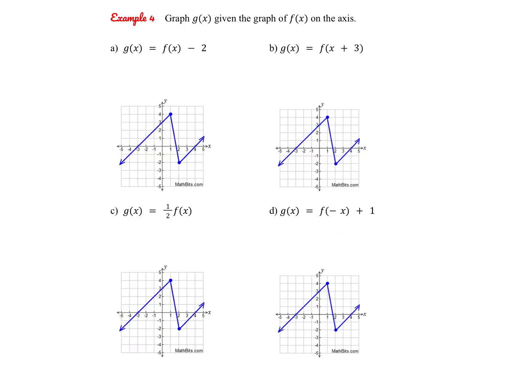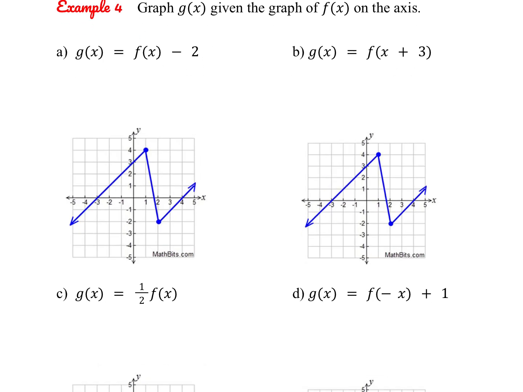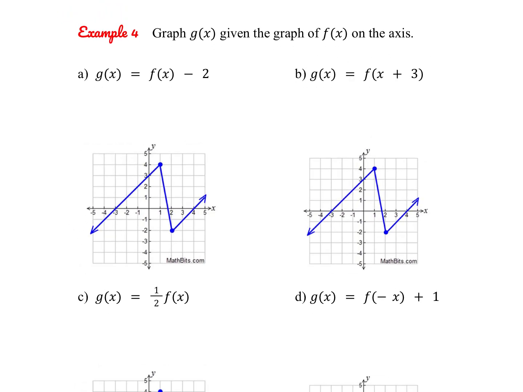Okay, now that we know how to transform specific points, we can now transform a graph. And really what I'm going to do is take specific points from our graph, like nice clear points, and apply those same rules. So here's f of x, and I want to do a new function, which is f of x minus 2. So this is a vertical translation down 2. So we would subtract 2 from the y's.